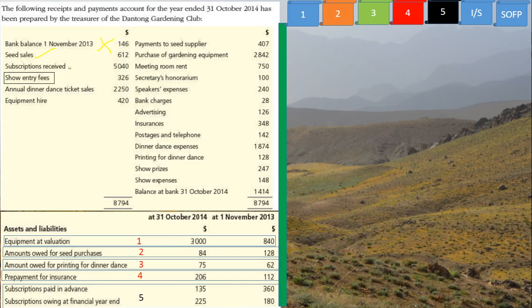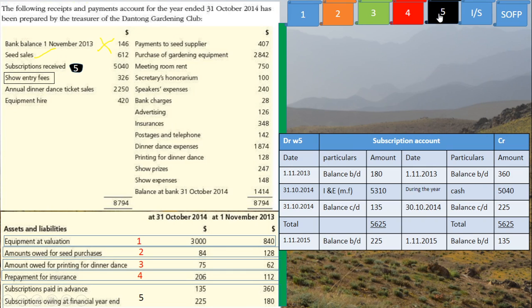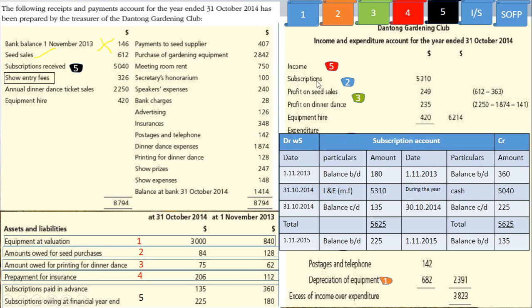This has been done. Now subscription receive. So to calculate subscription receive, you calculate subscription number 5. We had done the working out of the 5, and then this 5310 we have shown as income. This 225 as asset, 135 as your liability. So let's have a look one more time. 5310 as your income. So 5310 is your income.